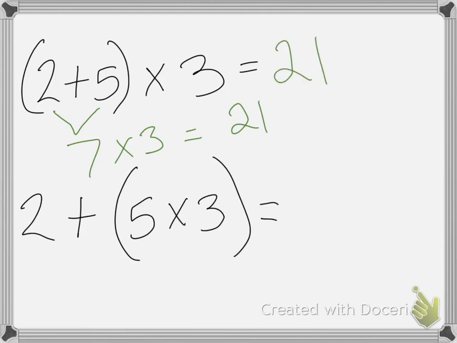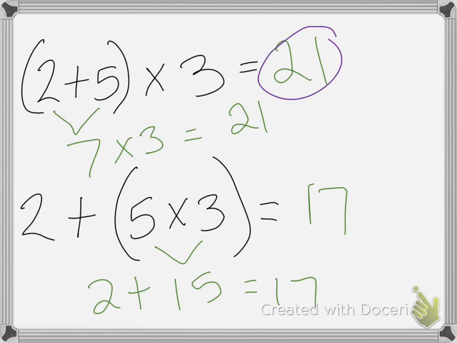Okay. On the second problem, it tells me to do the 5 times 3 first. So 5 times 3 is 15. And then I do 2 plus 15, which equals 17. So you can see that even though the numbers are the same, depending what order you do them in, you get different answers. Remember, always do the parentheses first.